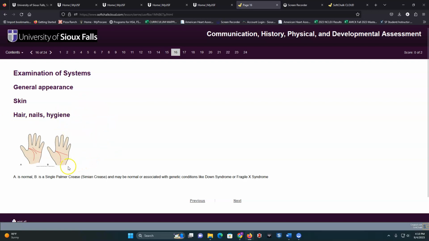In peds, you might see this. In the olden days, they used to call this a simian crease. Don't use that. That's kind of derogatory. Kids are not related to apes. So they might call it a single palmar crease. And so if you see this, it might be indicative of something like Down syndrome or Fragile X, versus this. If you look at your hand and you see this, don't freak out. It can be a normal variant.